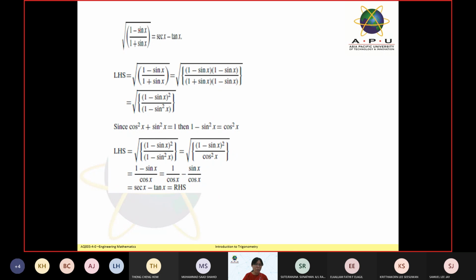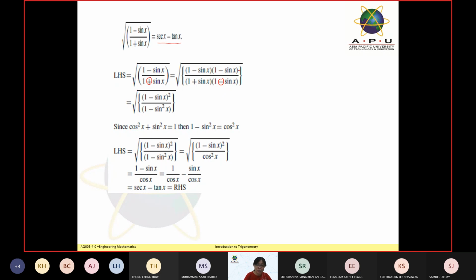You have the square root of 1 minus sine x over 1 plus sine x, and you need to show that it equals secant x minus tangent x. Again, we start from the left-hand side. We get the conjugate for 1 plus sine x here. So this one is a plus, and the conjugate will have the opposite sign, which is 1 minus sine x.